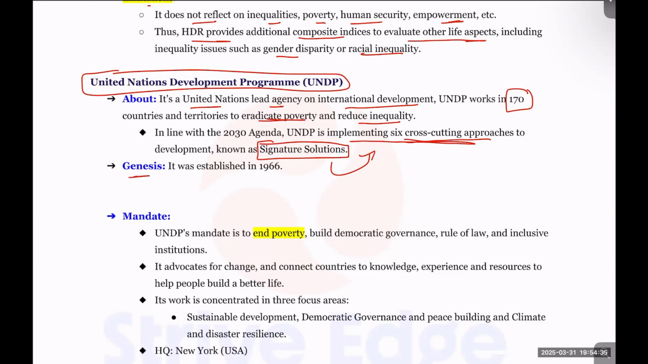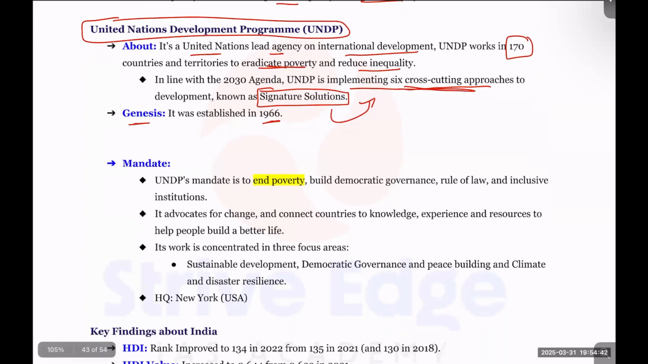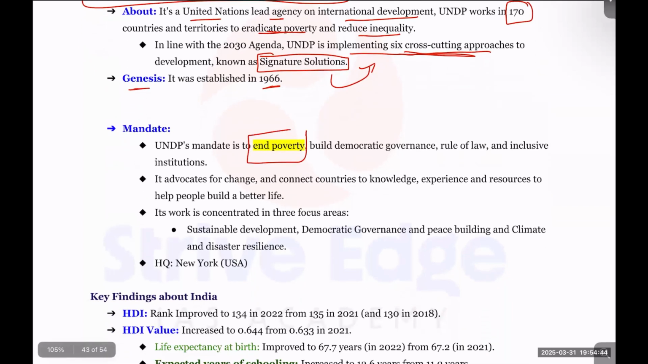Now, when was it established? It was established in 1966. Okay, what is the mandate of this agency? The mandate of this agency is to end poverty. This is very important. Build democratic governance, rule of law, and inclusive institutions. So you should remember at least this, that to end poverty is the main aim of this organization.